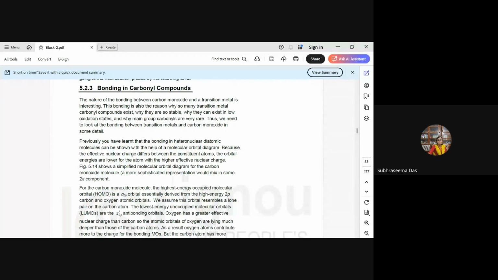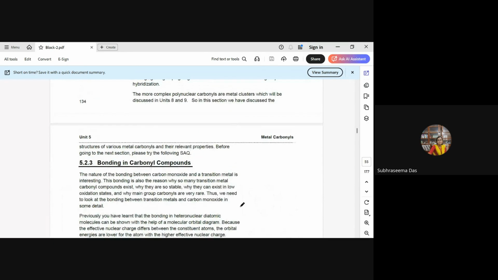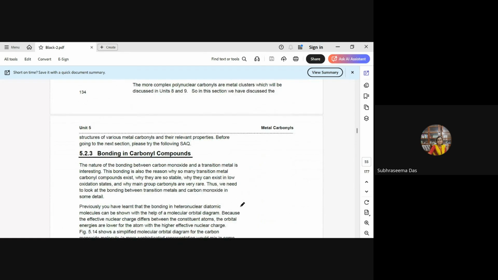Good evening, everyone. So, last class we were talking about metal carbonyls. We have discussed the various types of metal carbonyls. We have also discussed the effective atomic number rule, that is the 18 electron rule. So, today we'll start with the nature of the bonding in carbonyl compounds.